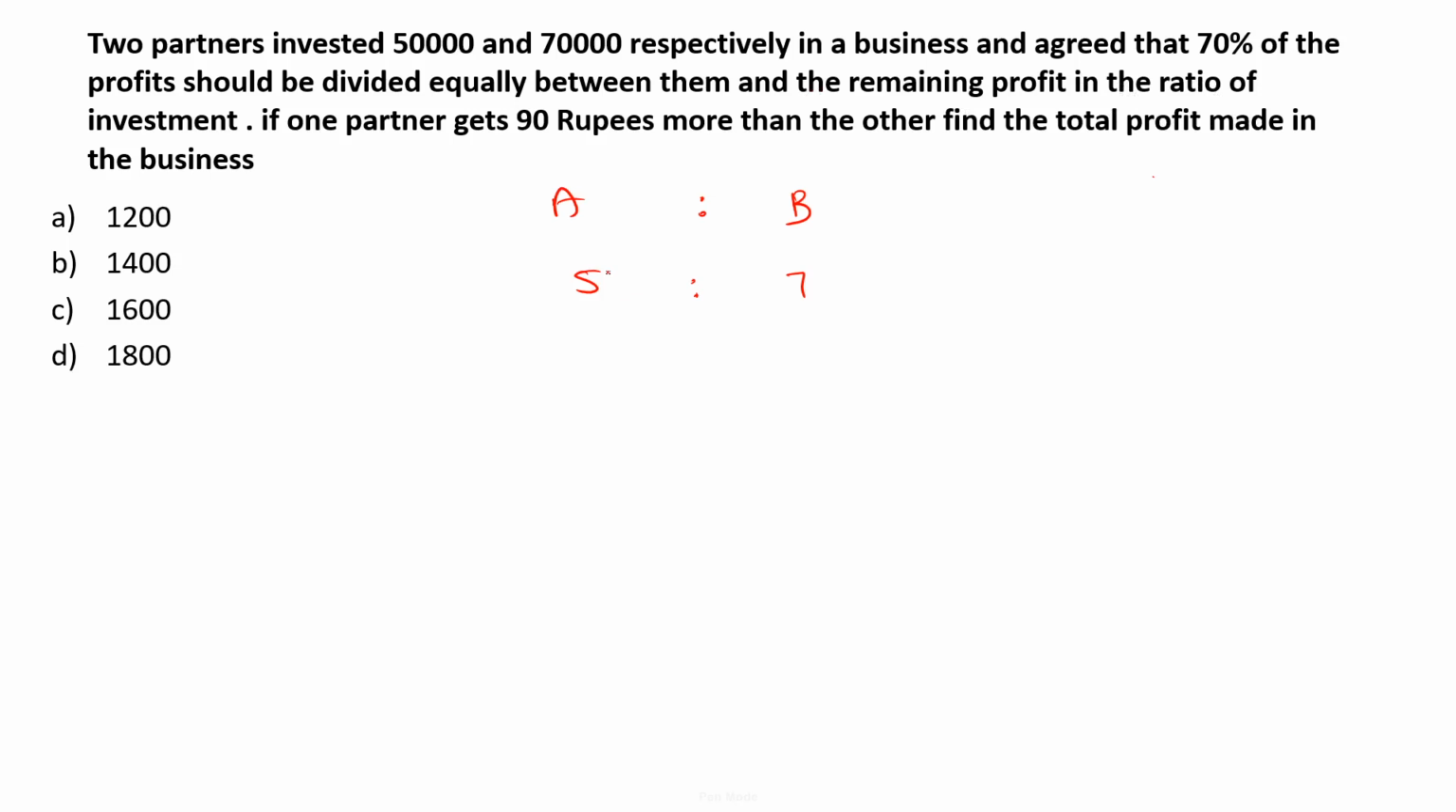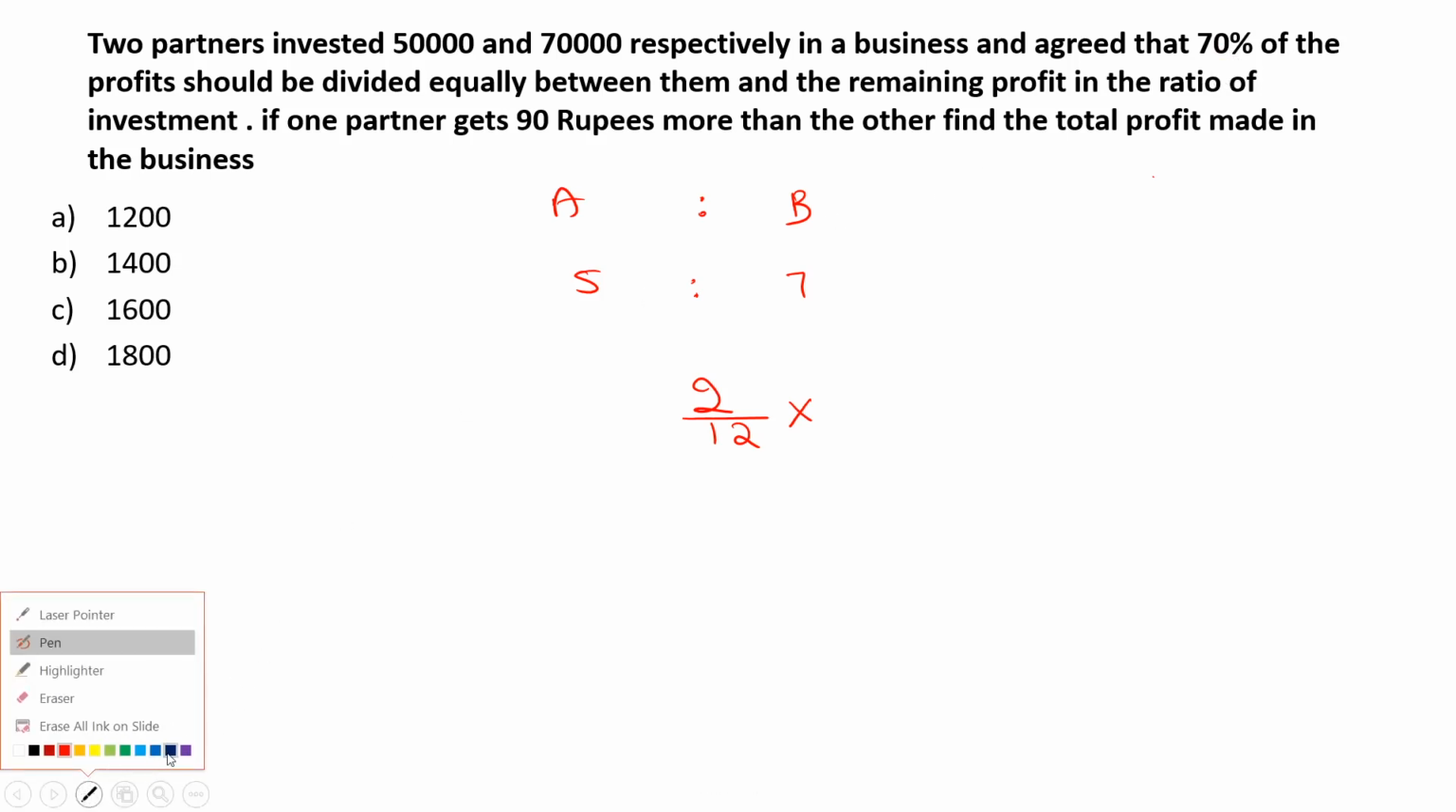When A gets 5 units and B gets 7 units, the difference between A and B would be 2 units out of the total profit of 5 plus 7, that is 12. Then the difference should have been 2 out of 12. But this 2 out of 12 is from the 30% of the profit. That means 30% can be written as 3 by 10 of the total.